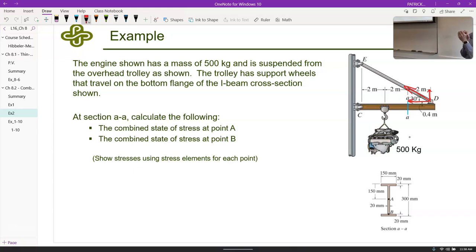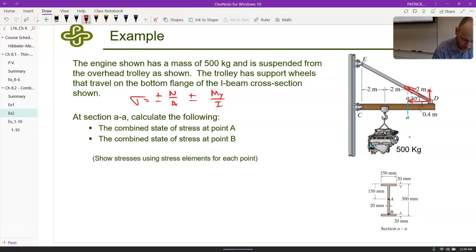Are we going to have bending? Yep, so we're going to have bending. So that normal force equation, sigma equal to, I'm just going to write general form, plus or minus N over A, plus or minus My over I. So for normal force, that's what we've got.